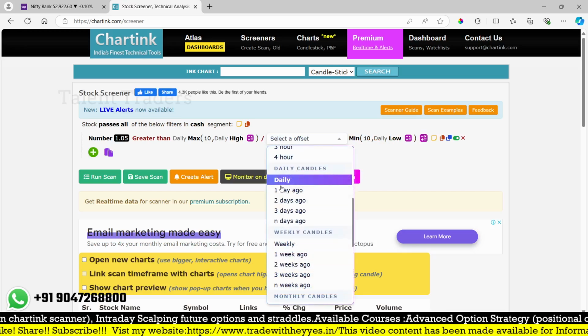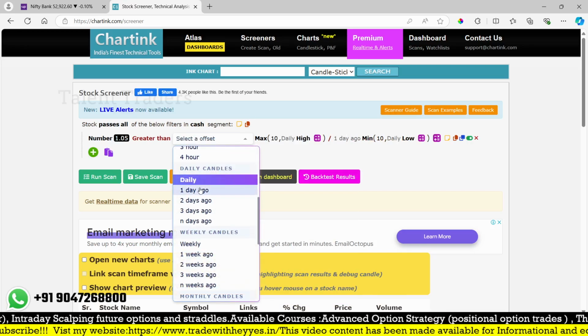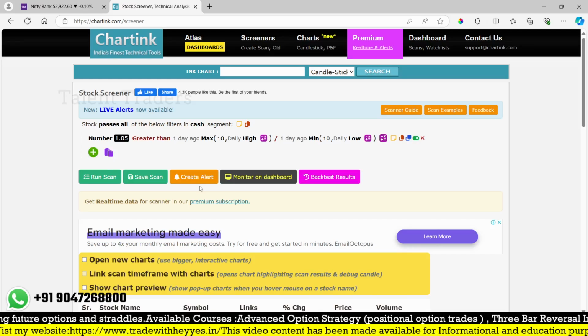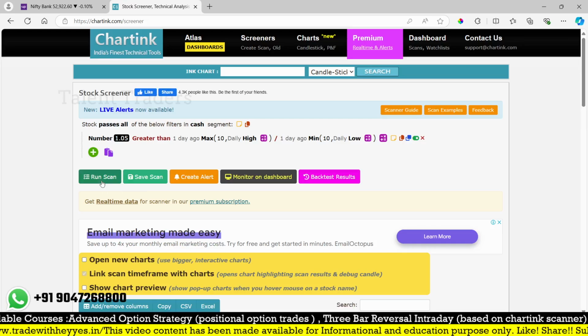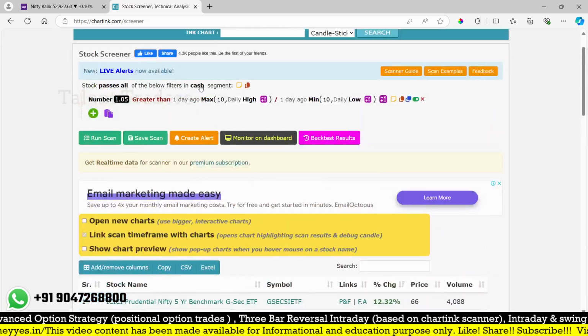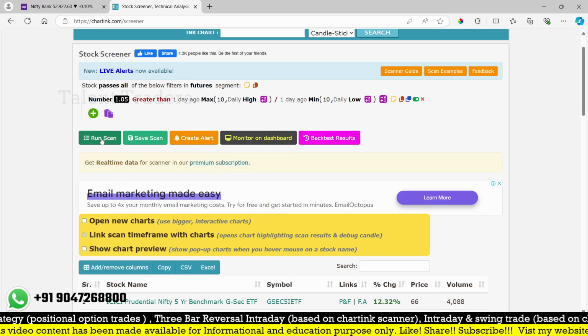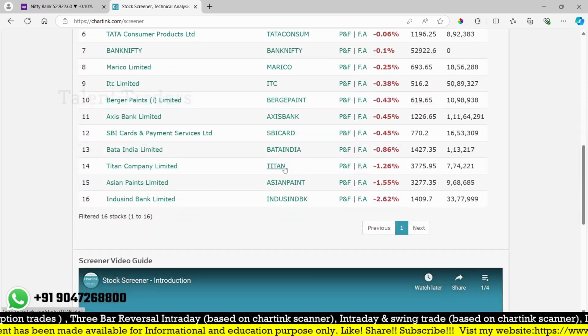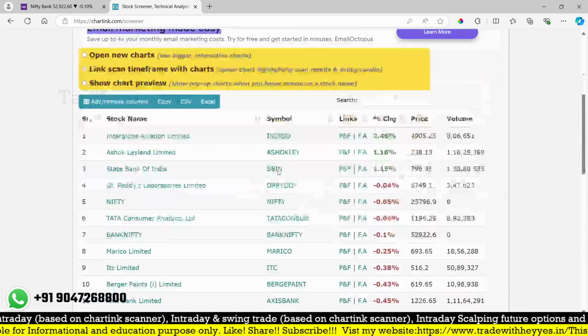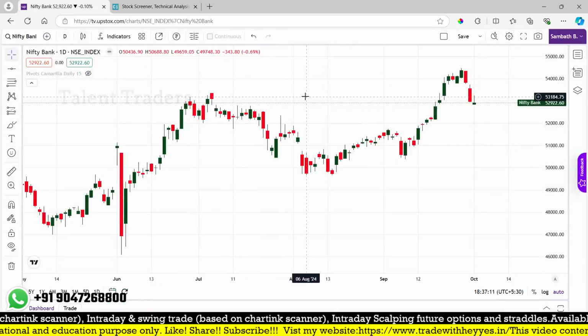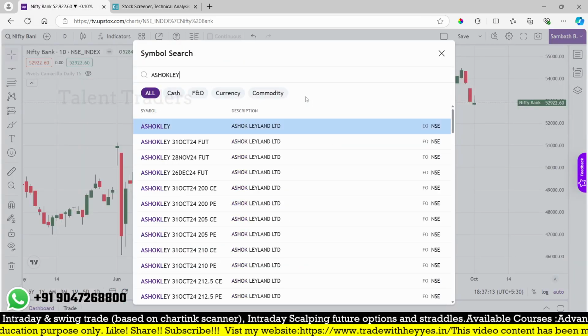So that should be 1 day ago instead of daily. You can use 1 day ago, which simply compares with the previous day. If any stock is within 5%, we don't want to go for it. Let me go for equity stocks. And how many stocks? I think many stocks. Let me check Ashok Leyland.